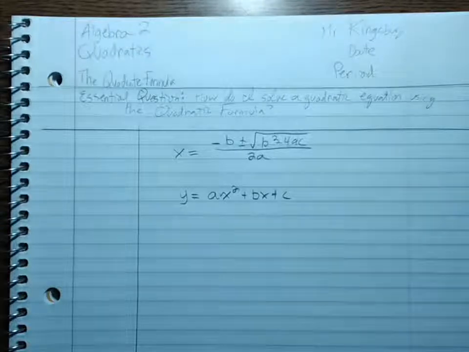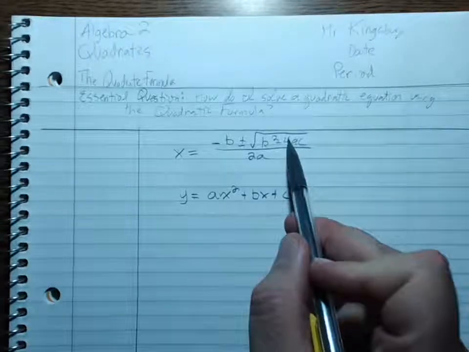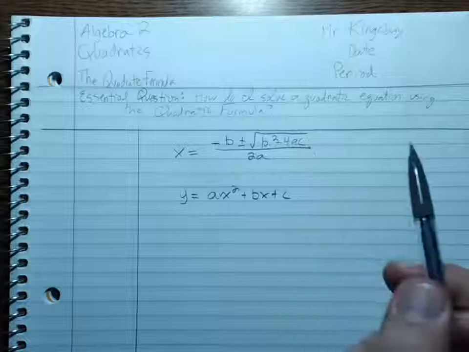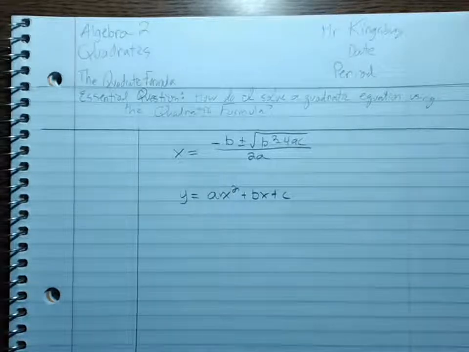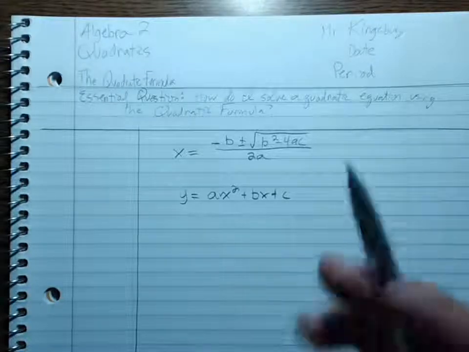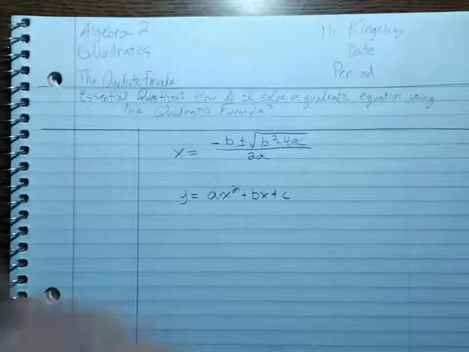and it gives us our answers. Now, in a previous video, we discussed the discriminant, which is this part, and the discriminant is going to tell us if there are two real solutions, two complex solutions, or one real solution. And we'll talk about that as we go through the process.